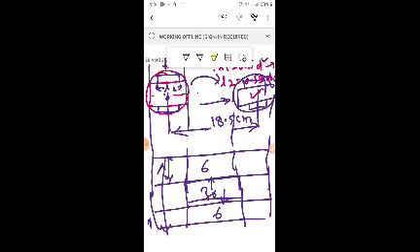The total core length is 36. Subtracting 6 and 6, 12, the remaining is 24 centimeters. So 24 centimeters, 6 centimeters, 6 centimeters, total is 36 centimeters. This you are going to draw. This is the plan, and this is the elevation.